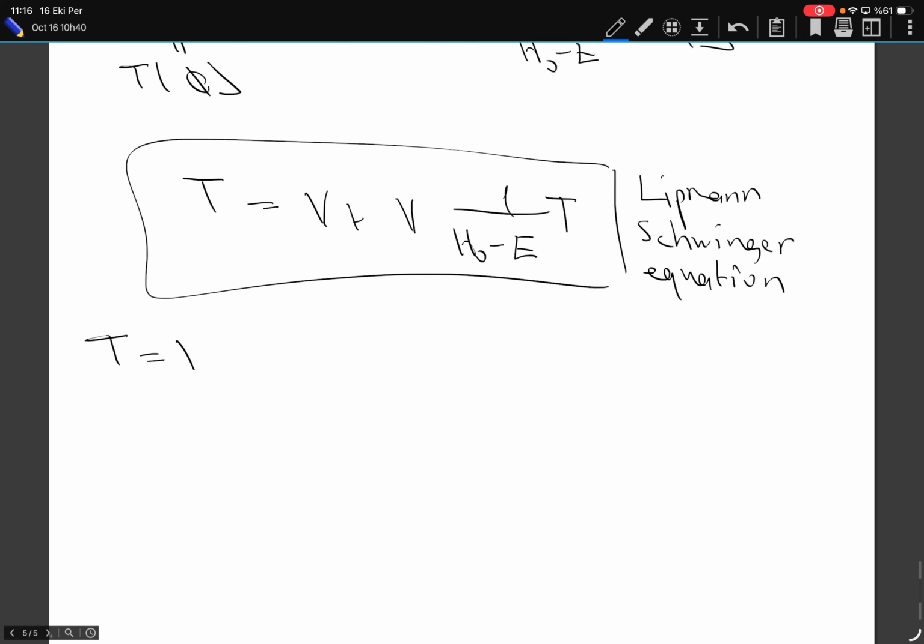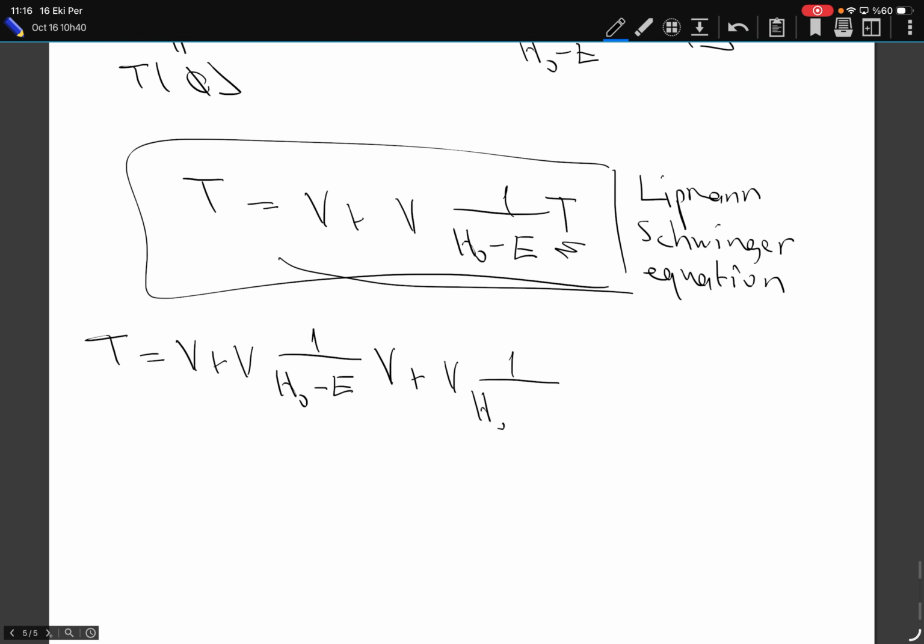So T will be V plus V 1 over H0 minus E. Well, instead of T, I can just substitute the whole expression, which will give me V plus V 1 over H0 minus E V. Now I have 1 over H0 minus E times T, but instead of T, again, I can substitute the whole expression, V plus, well, you see the pattern, you see how it will go to infinity.